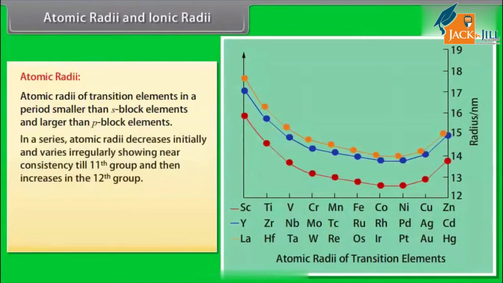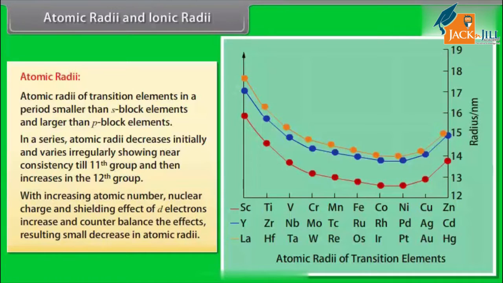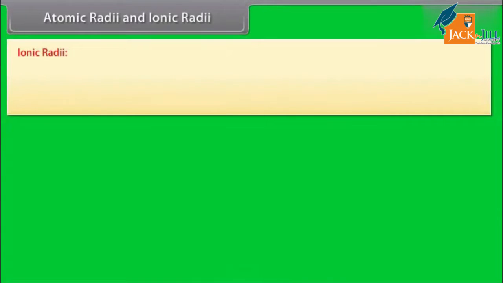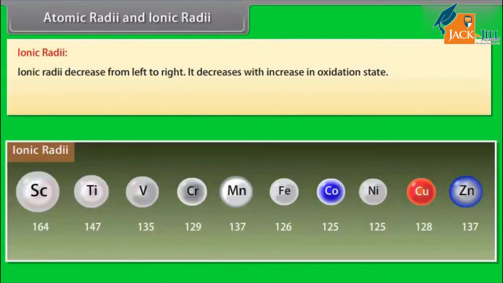elements. In a series, atomic radii decrease initially and vary irregularly, showing near consistency till the 11th group and then increase in the 12th group. With increasing atomic number, nuclear charge and shielding effect of d electrons increase and counterbalance the effects, resulting in a small decrease in atomic radii. In zinc, cadmium and mercury, there is an increase in atomic radii due to electron repulsion which exceeds the nucleus's outermost shell attraction. Ionic radii. Ionic radii decrease from left to right.